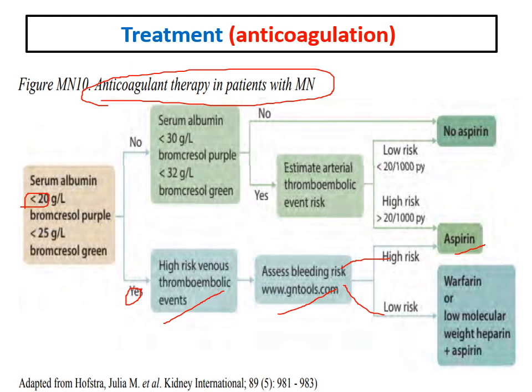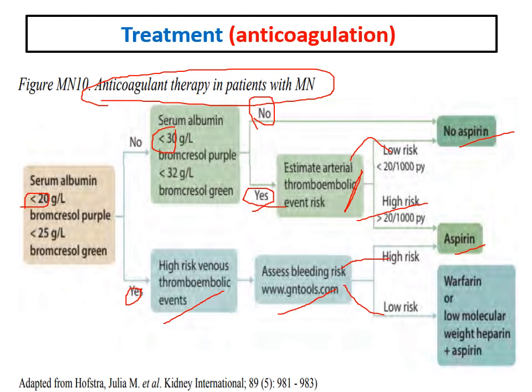But if the serum albumin is more than 2 but less than 3, we estimate the arterial thromboembolic risk. If there is low risk of arterial thromboembolism, we shouldn't use aspirin. But if there is a high risk of arterial thromboembolism, we can give aspirin. If the serum albumin is more than 3, we shouldn't give aspirin.